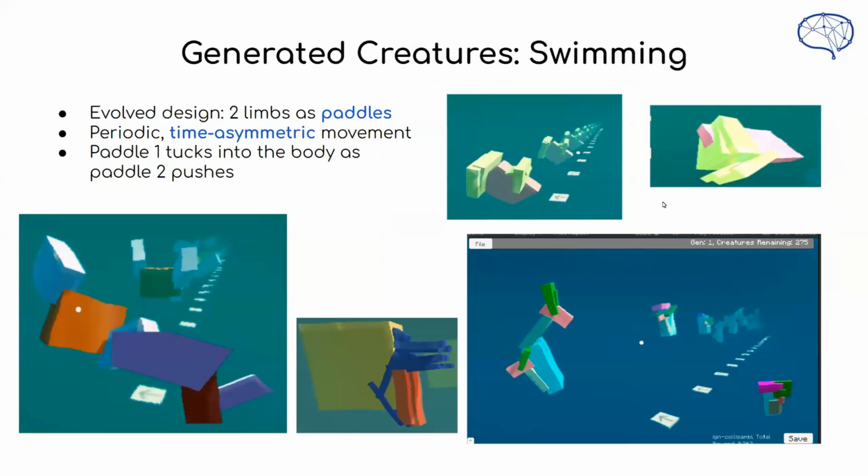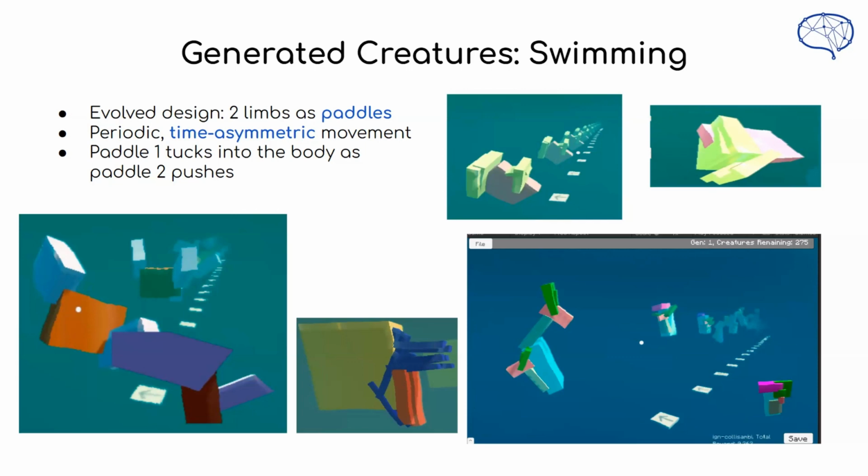Now we're going to look at creatures evolved in swimming environments. The creatures here converge toward a one body and 2 limbs that act as paddles design. They move in a periodic time asymmetric movement, which means that going forward looks different from going backwards, and this is necessary because if they move in a time symmetric movement, then they won't be able to go forward.